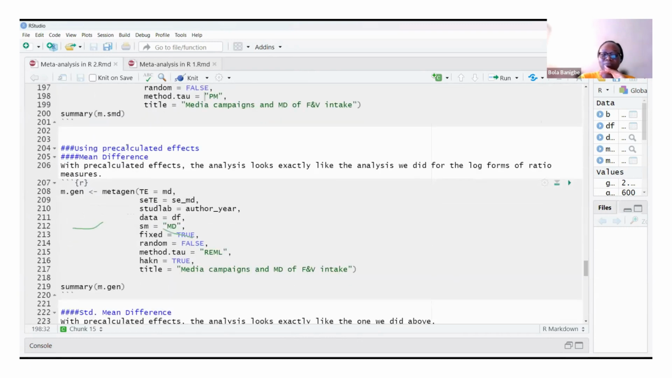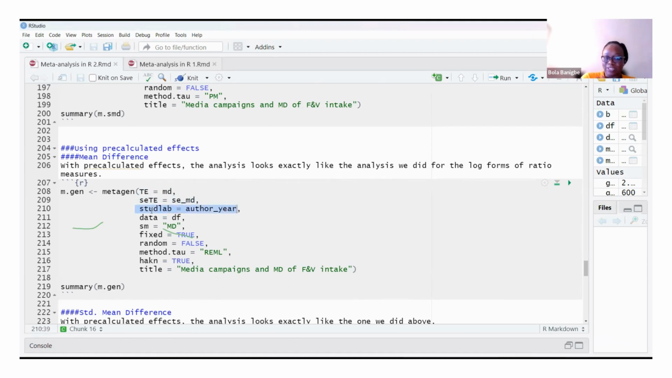We can also do the same using the pre-calculated effects. The pre-calculated effect is basically like, if you look at the Excel sheet that you have, you have the raw data on one end and then the calculated effect on the other end. So here is TE, the treatment effect. You're telling the meta package your treatment effect is the mean difference. I've already calculated it. So go and look at the column called MD. The standard error of the treatment effect, I've already calculated it for each paper. Look at the column called SE underscore MD.